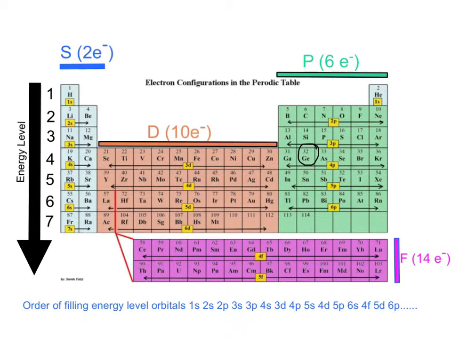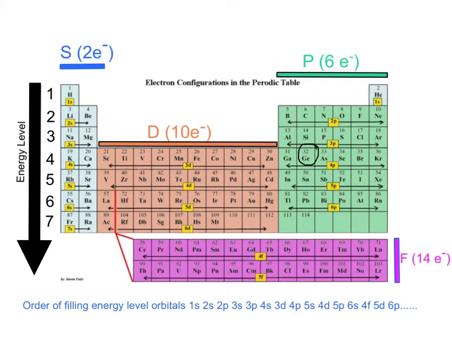Again, we're going to read left to right. So we're going to fill our first energy level. We're going to fill our second energy level. We're going to fill our 3s and 3p of our third energy level. We're going to start in on our fourth energy level with our 4s, and then we're going to go back and fill in the rest of the 3d, and then we're going to continue with our fourth energy level with the 4p. So let's figure out how to do that.